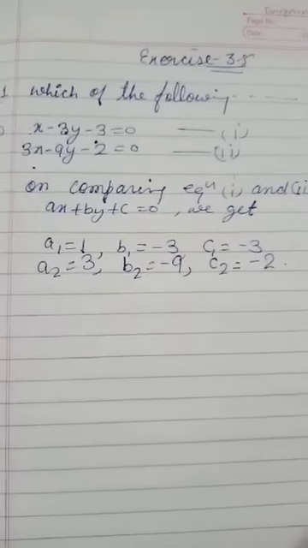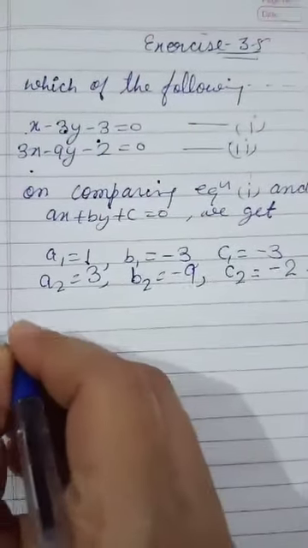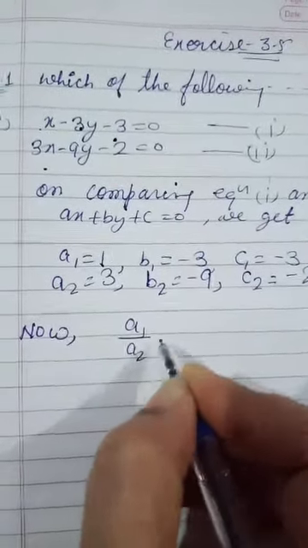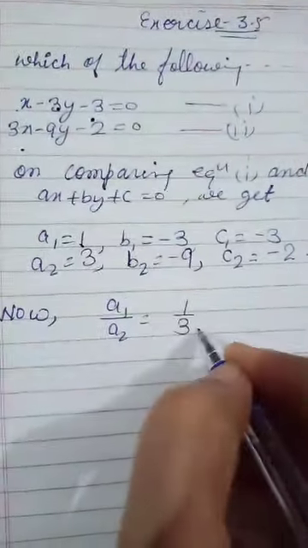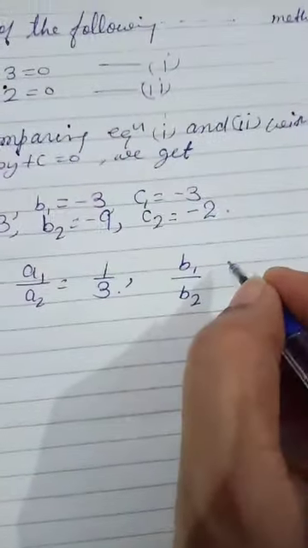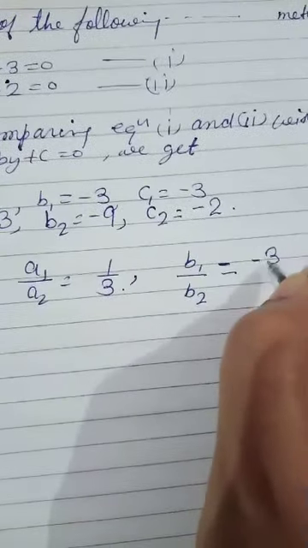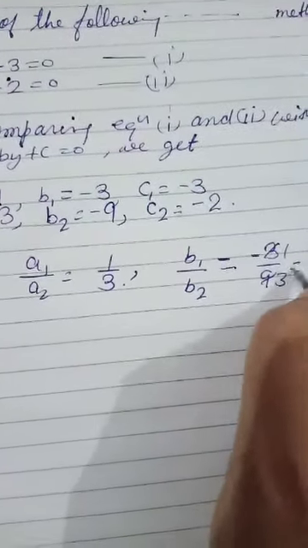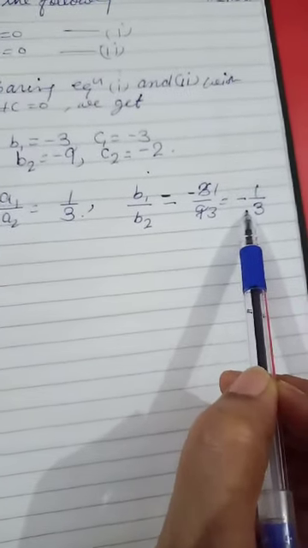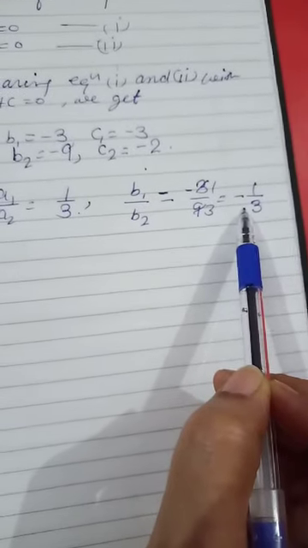Now what do we have to do? We have to find the ratios. Now for ratios, a1 upon a2 is equal to 1 upon 3, directly I am writing, and b1 upon b2 is equal to what? Minus 3 upon 9, that is 3 1 is 3, 3 is 9, negative sign is there, 1 upon 3. So here we know, now we will not find this ratio because from here we got to know, 1 upon 3 and this is minus 1 upon 3. So both are not equal. Okay.